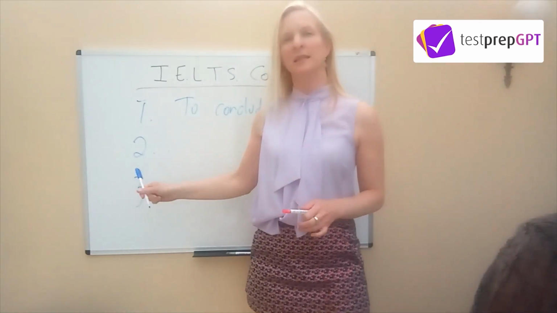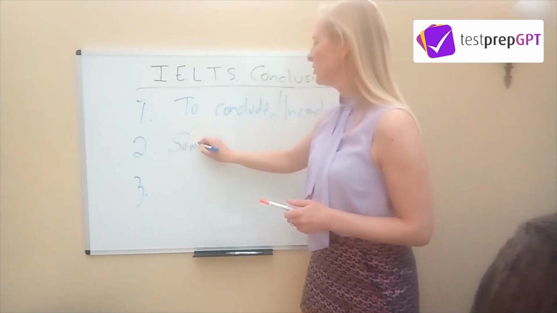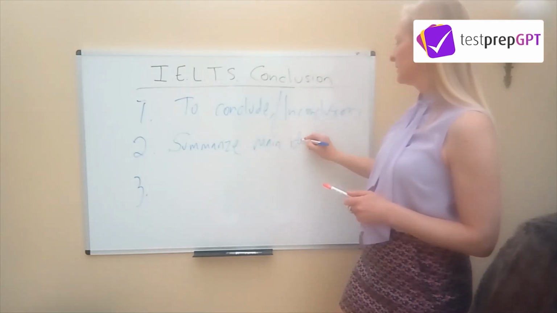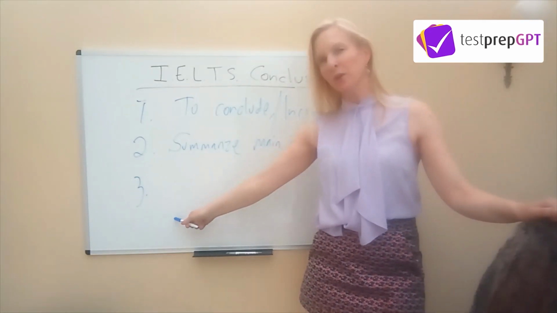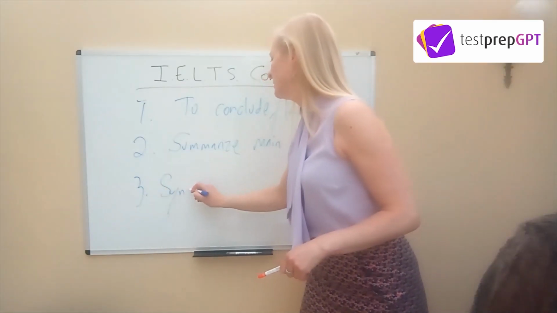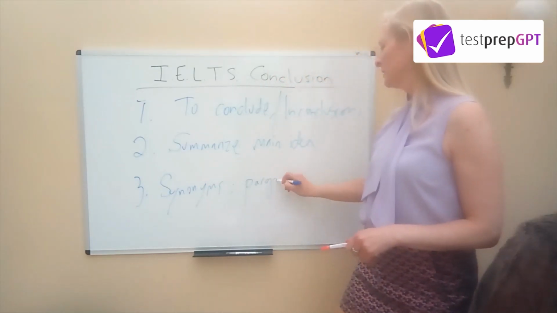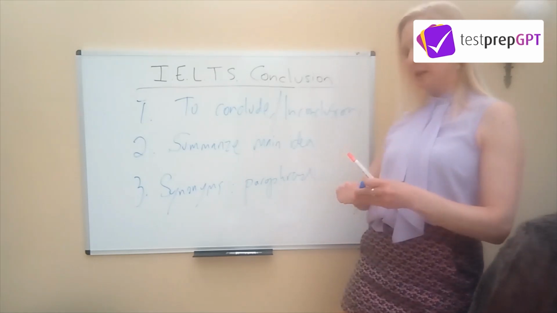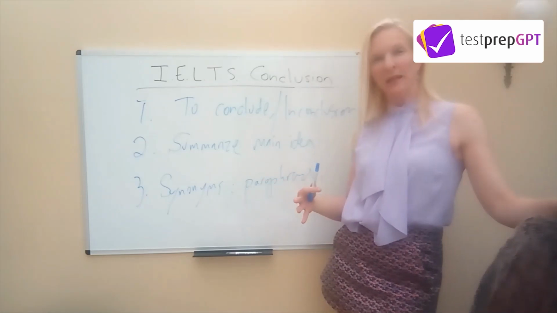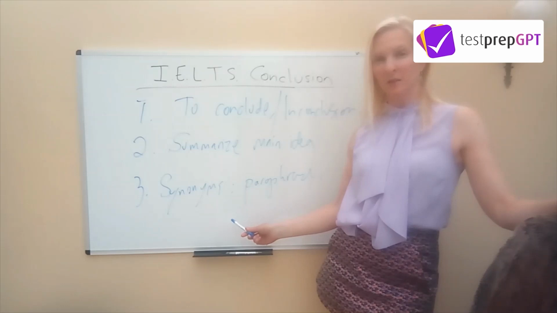The second point is to summarize the main idea of your essay. So number 2, you're going to summarize your main idea. And then point number 3, you're going to use synonyms and paraphrase. So as I spoke earlier, you're basically summing up your main idea, your main argument, and you're using it with synonyms, with paraphrase.